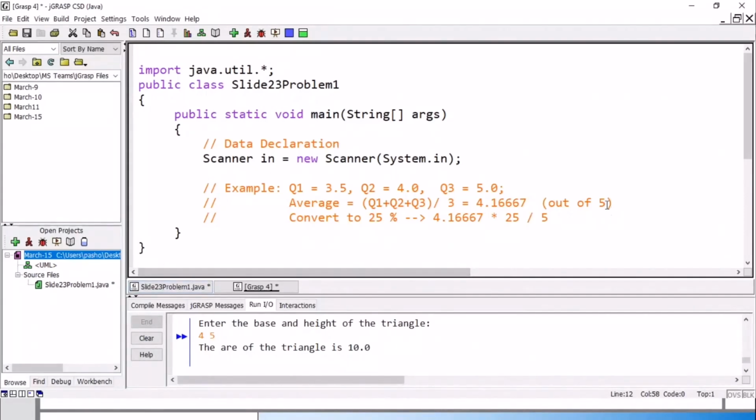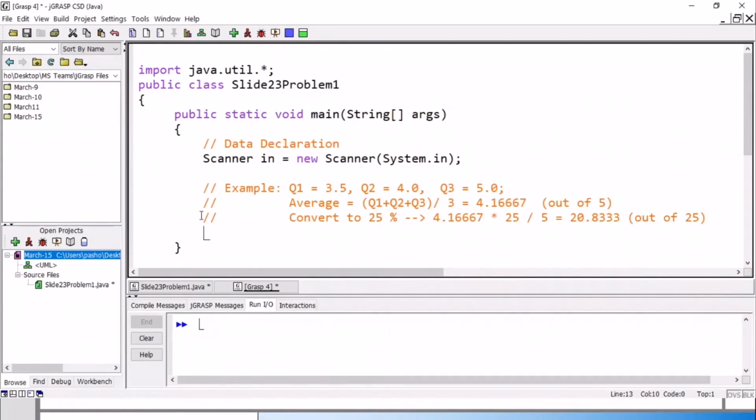So I call this one the old scale, and the percentage I call the new scale. So here I will multiply by 25 divided by 5. So the answer is 20.8333, and this will be out of 25. Okay, and we will do this for the other assessments. So for the midterm, the mark will be out of 30. Simply we multiply the mark by 35, which is the new scale, the percentage, divided by 30.